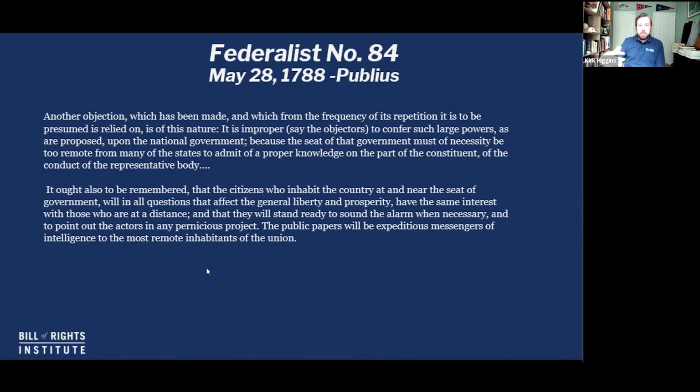And he says not only that, but states are big enough where communication starts getting tough, and yet no one is really worried about that. So yeah, he says don't worry about it.